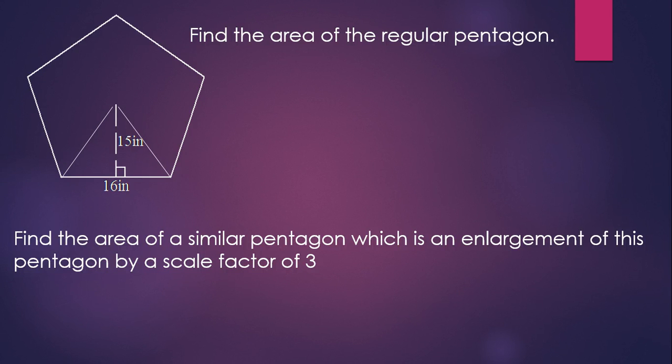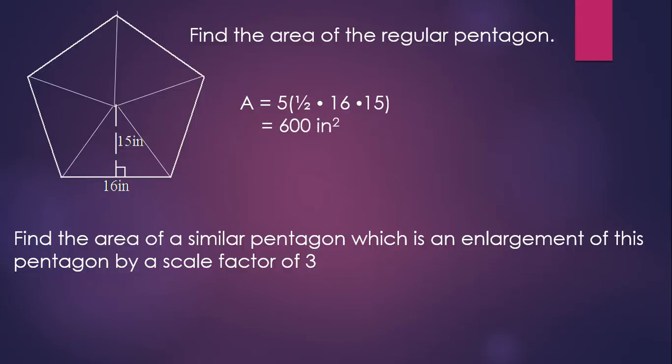So the trick here is to see a triangle within that pentagon, because we know how to find the area of a triangle. It's 1/2 times its base times its height. So the area of this triangle would be 1/2 times 16 times 15. But within the pentagon, we have 5 identical triangles because it's a regular pentagon. So the total area of the pentagon is 5 times 1/2 times 16 times 15, or 600 square inches.